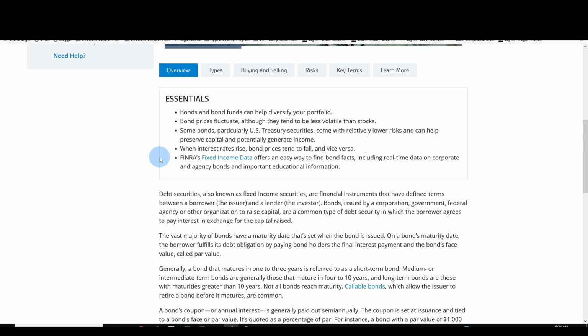When interest rates rise, bond prices tend to fall and vice versa. FINRA's fixed income data offers an easy way to find bond facts, including real-time data on corporate and agency bonds and important educational information. Debt securities, also known as fixed income securities, are financial instruments that have defined terms between a borrower, the issuer, and a lender, the investor.